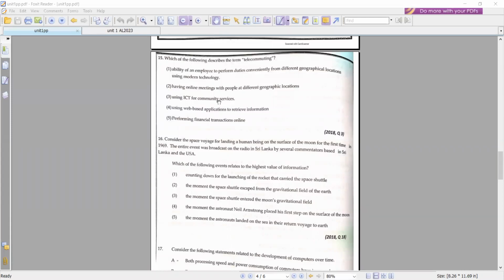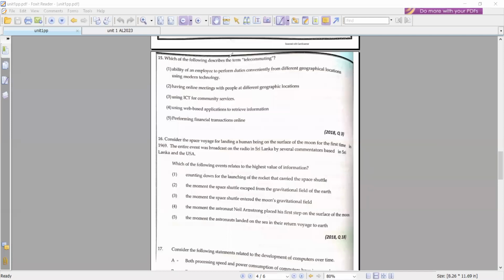Which of the following describes the term telecommuting? Telecommuting is a new word to you all. Telecommuting means working from home. Nowadays it has actually been implemented. Most offices allow their employees to work from home, right?